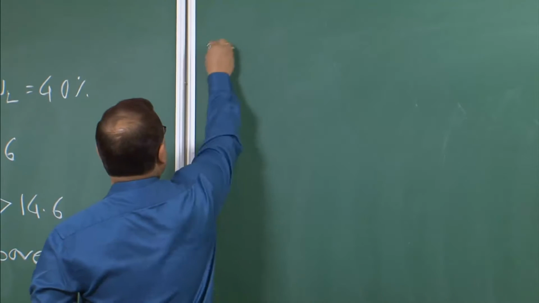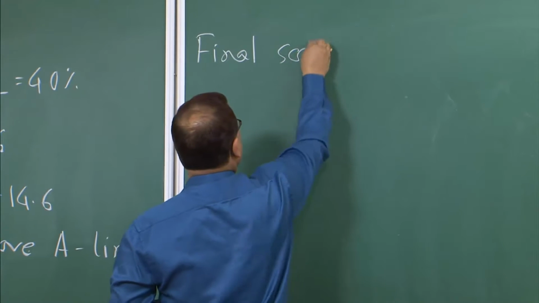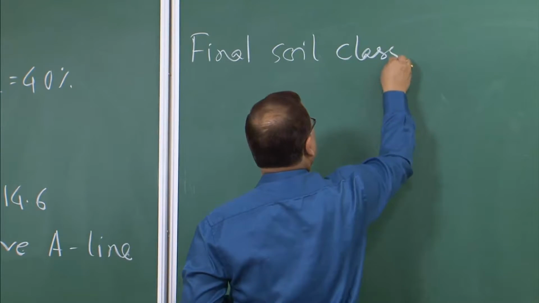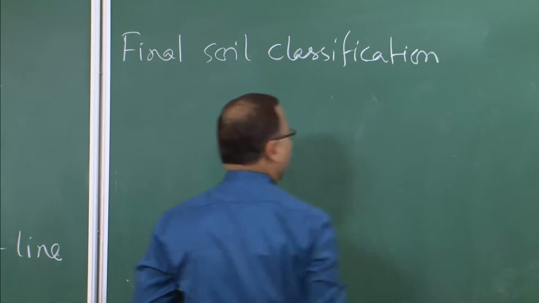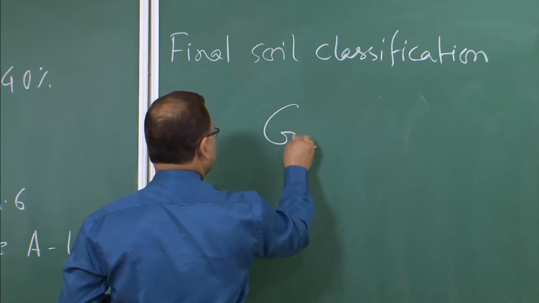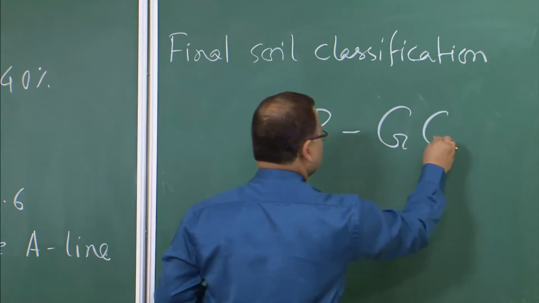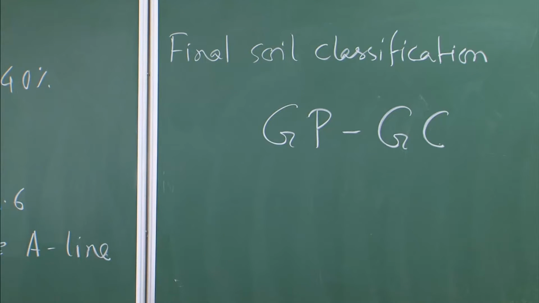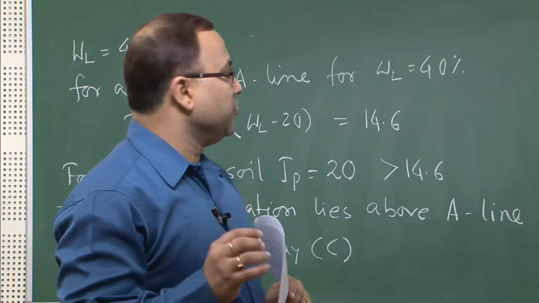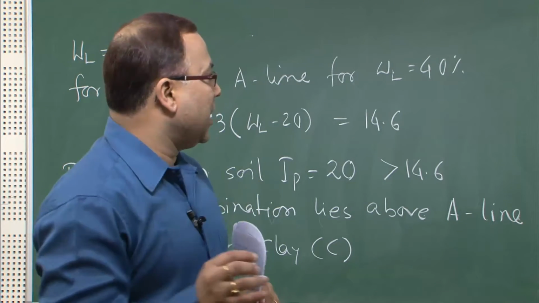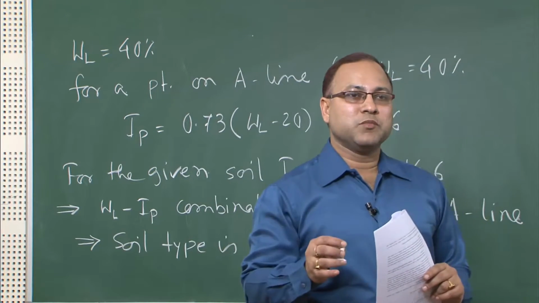So, the final soil classification will be GP dual symbol GC. So, this is your final soil classification for the given problem. So, GP poorly graded gravel and GC clayey gravel. Okay. So, I hope that you have understood the problem.